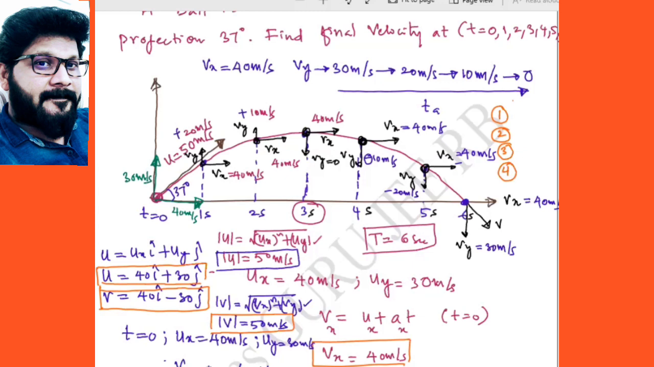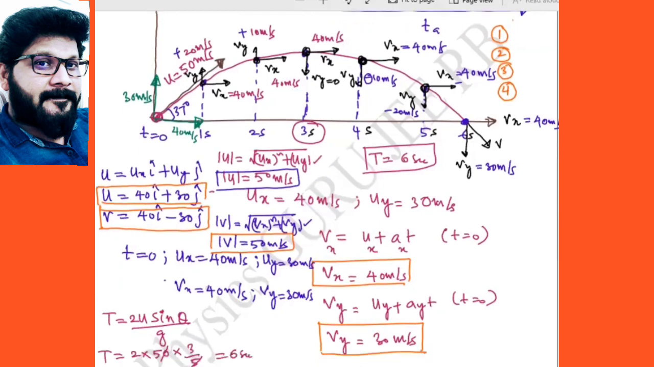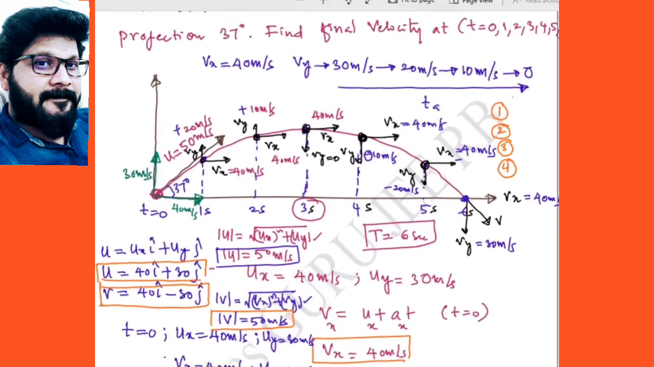We have taken different points and shown that it remains constant. Next, from the point of projection to maximum height, the vertical velocity gradually decreases. That also we can see clearly here. And from maximum height to the ground, during time of descent, the velocity in y direction gradually increases, but in the opposite direction. Is it clear? Hope this is clear. If you have any doubts, let me know. Then we'll proceed with the next question.